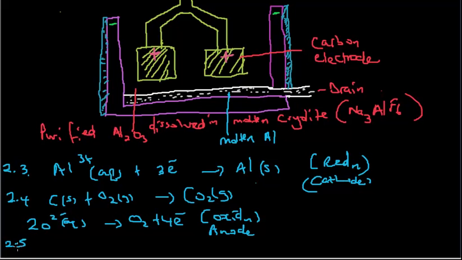Then question 2.5 says, why should the carbon electrodes be replaced regularly? As you can see at our anodes, we have our carbon electrodes, and they are being taken away by reacting with oxygen. Therefore, we are losing them, so there is a need for us to replace them. So our carbon burns away, is used up, oxidizes or loses electrons, and needs to be replaced.